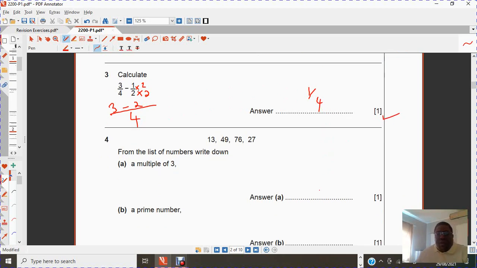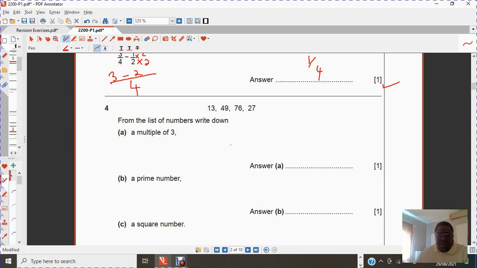Then you have a list of numbers, and from this list you're supposed to write down a multiple of 3. If you want to know whether a number is a multiple of 3, to check for divisibility by 3, you simply add the digits. For example, if I add 2 plus 7, I get 9, and I know that 3 can go into 9, so I therefore know that 27 is a multiple of 3.